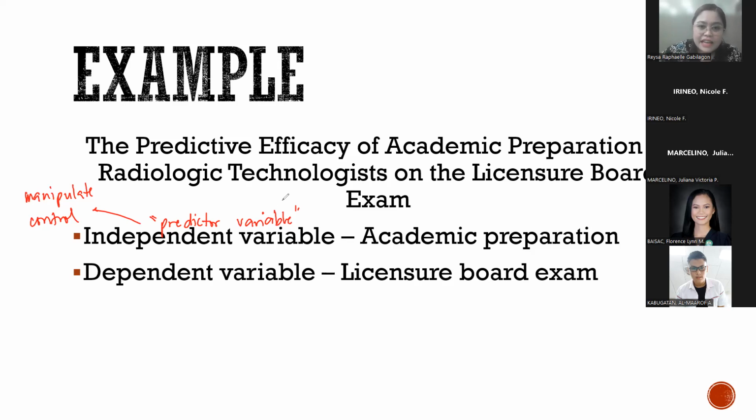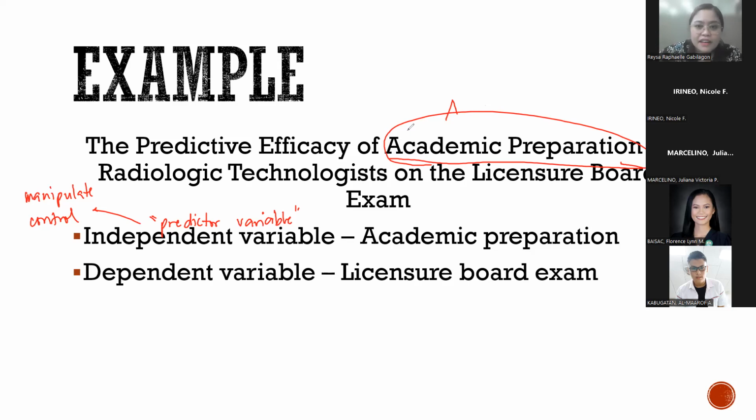Okay? So just like in this title, what can predict the outcome is the academic preparation. That is why it is called the independent variable. And then the next question is, what is the outcome? We are going to manipulate or control this. What do I mean by control? Ito yung ina-identify natin in the study. Ano ba yung ginagawa during the academic preparation? So anong mga activities neto? So pwede tayong mamili kung ano yung i-include natin dito. So we can control that.